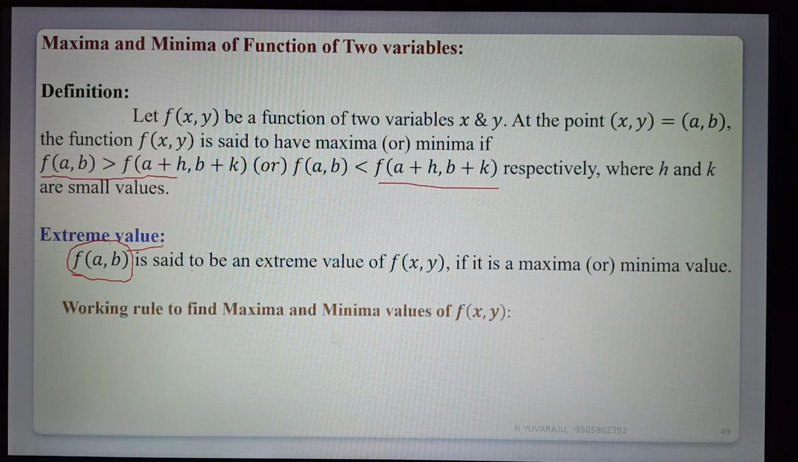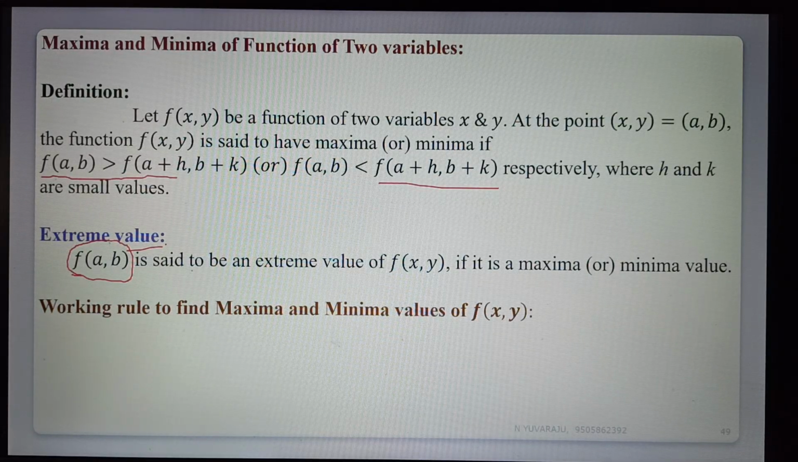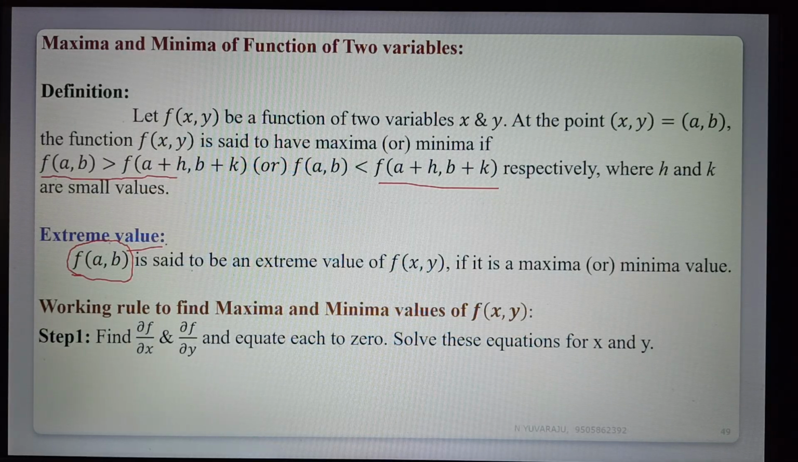So then a working rule: how to find the maximum and minimum of the given function is a procedure given. First of all, find dou f by dou x and dou f by dou y and equate each to 0. Solve these equations for x and y. We get the points, a pair of points a1 comma b1, a2 comma b2, and so on.